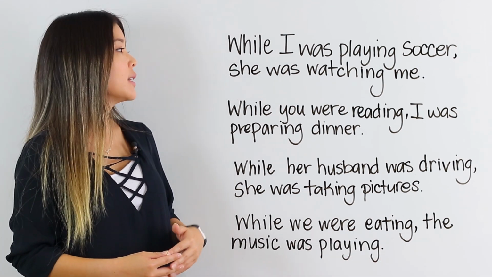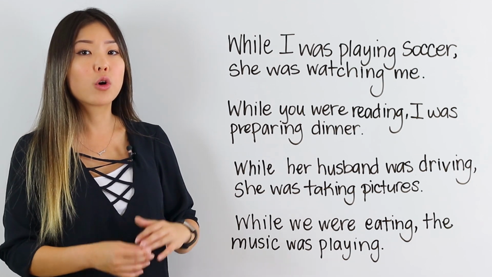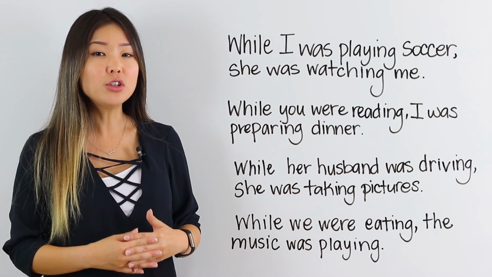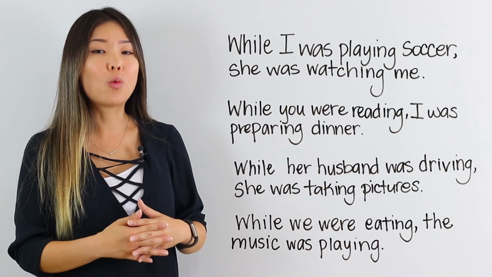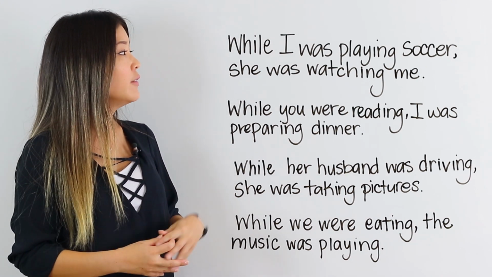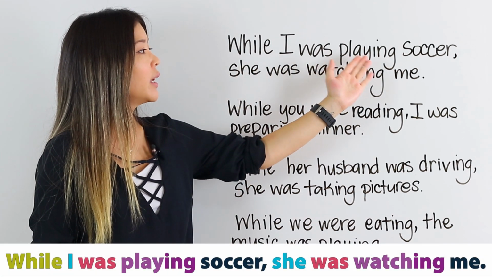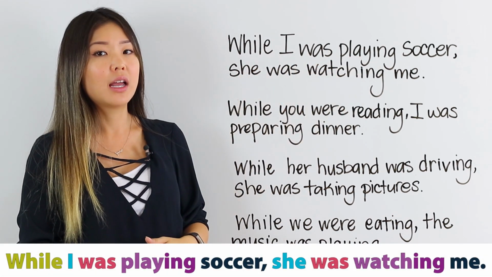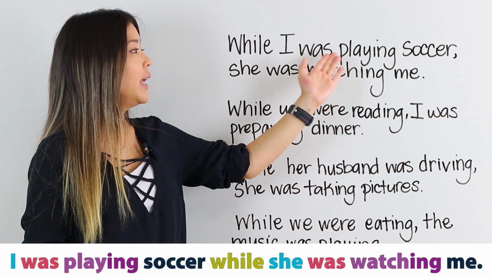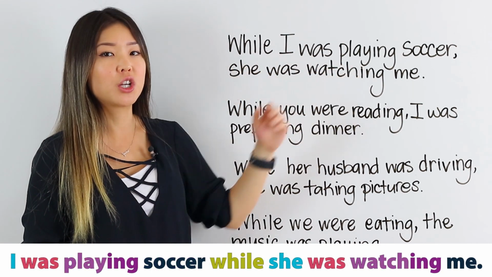Now, you'll notice that in my examples, the word while comes at the beginning. However, it's important to note that you can move the word while around in several ways. For example, instead of saying this, while I was playing soccer, she was watching me, I can move while to the middle of the sentence. I was playing soccer while she was watching me.